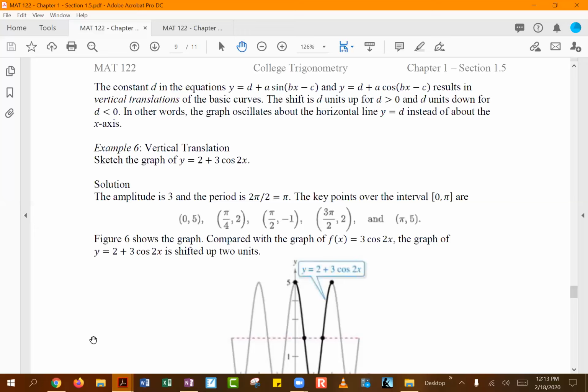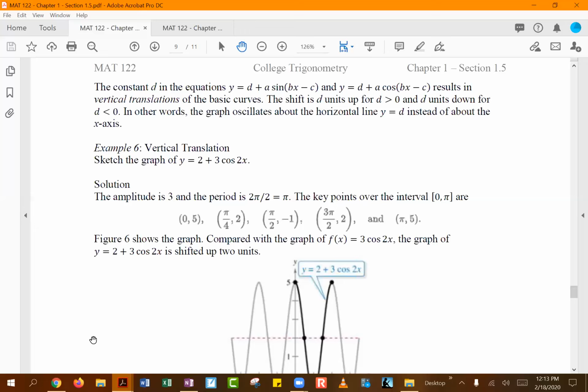So looking through this example here, you've got y equals 2 plus 3 times cosine 2x. So what is this d representing? 2 representing again. So that's your d value, right? And it's a positive number, which means our graph is going up.